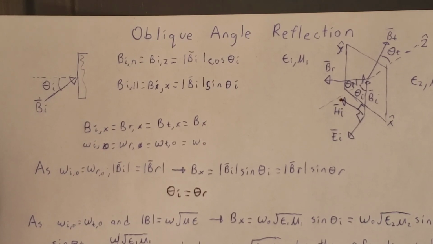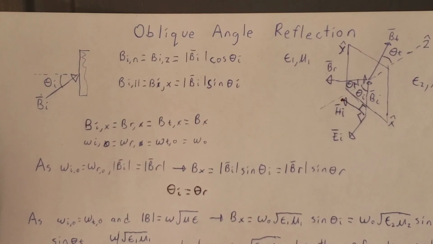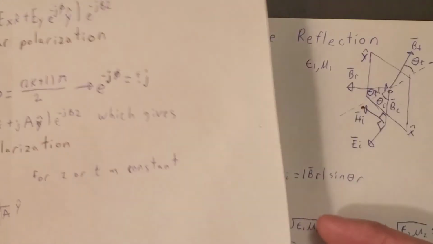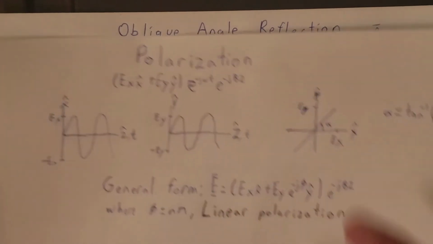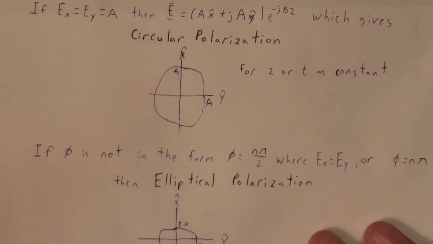Now, we have also gone over the approach for normal reflection, which is the simplified version of this issue. And at the beginning of the lecture, we went over polarization in its linear, circular, and elliptical forms.